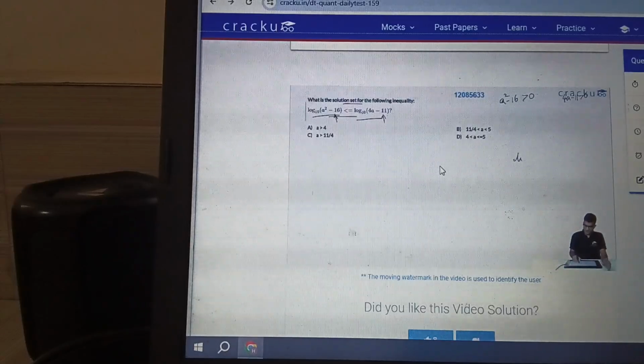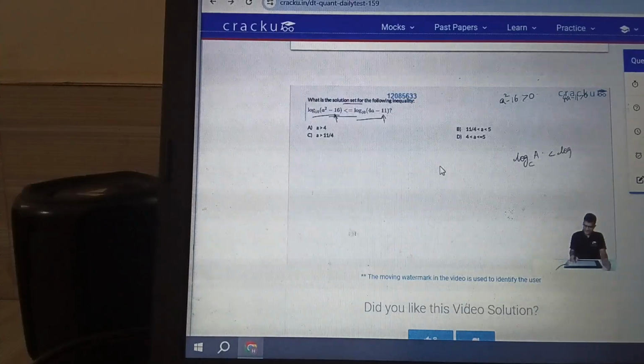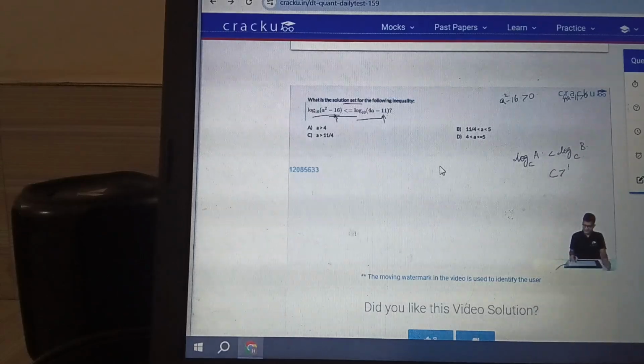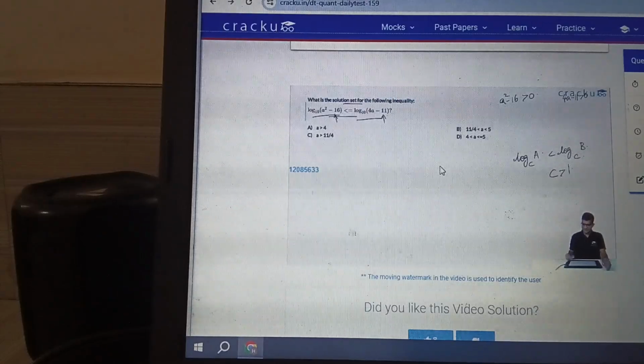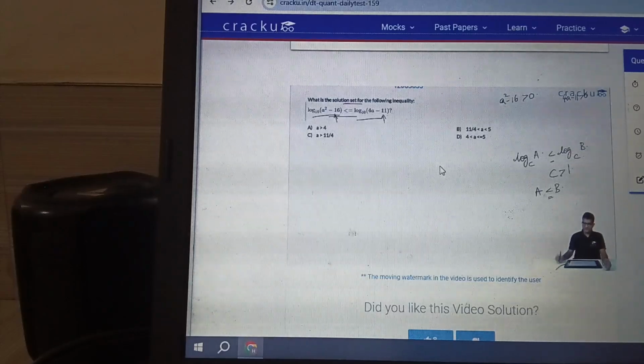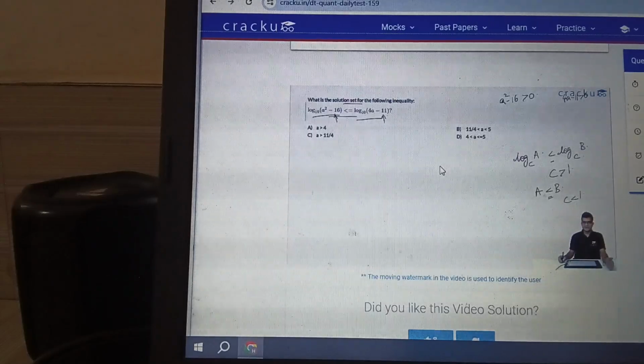Next, when you want this inequality to be fulfilled, if you are looking at a logarithm of the form log of a to the base c is less than or greater than, say, log of b to the base c: if the value of c is greater than 1, that is, if the base is greater than 1, then a has to be less than b. That is, the sign of the inequality will not change. But if the base is less than 1, then the sign of the inequality is reversed. That is, in this particular case, a will be greater than b.